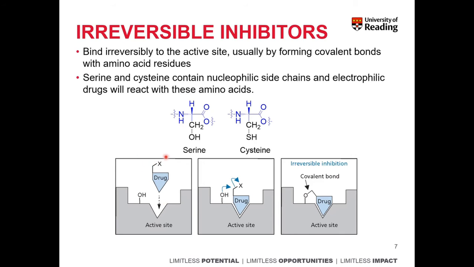Our drug will contain an electrophilic group, which the nucleophilic side chain, in this case an OH group from serine, is able to react with. Now what we can see here is the side chain reacting, and after it's reacted, it forms a covalent bond, and this drug will be permanently locked into the active site. Now this is irreversible inhibition. No amount of natural substrate is ever going to displace this drug molecule from the active site of the enzyme, because it's held in by a permanent and irreversible bond.